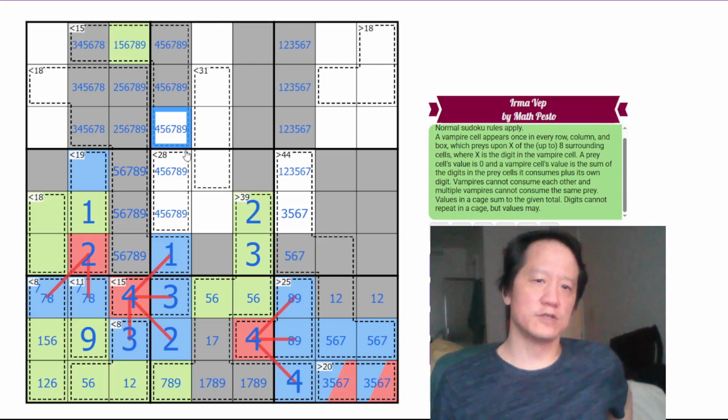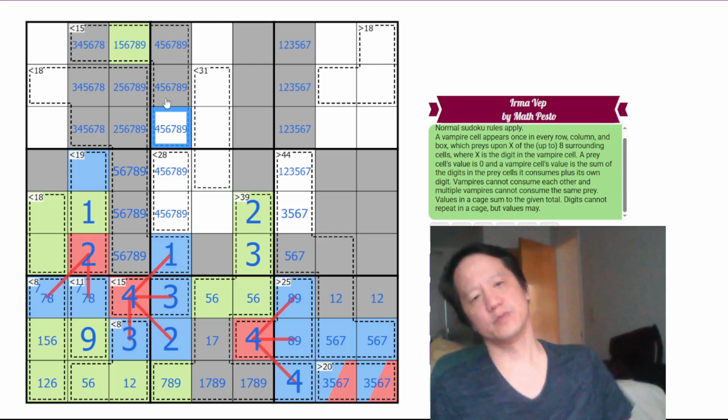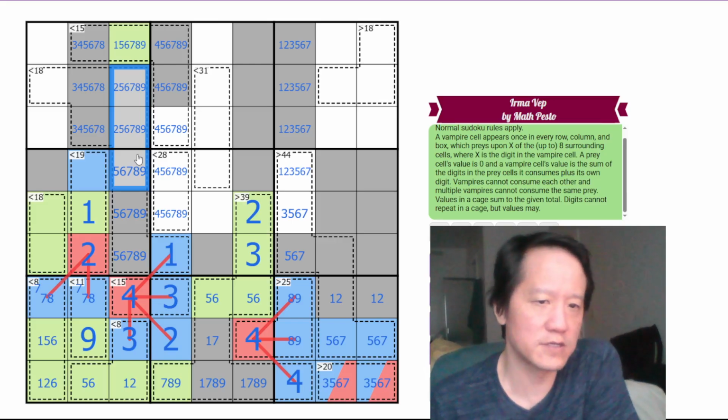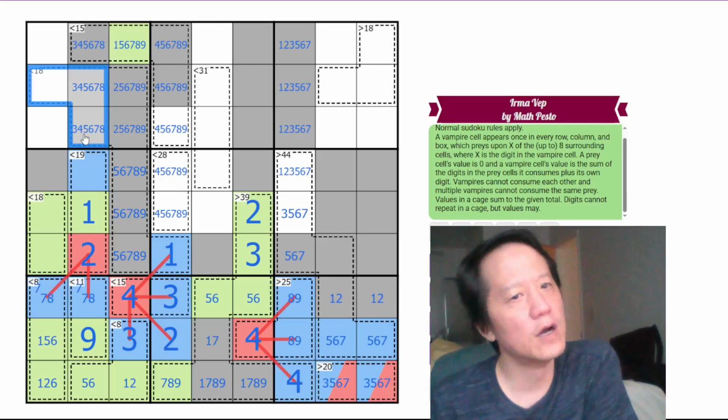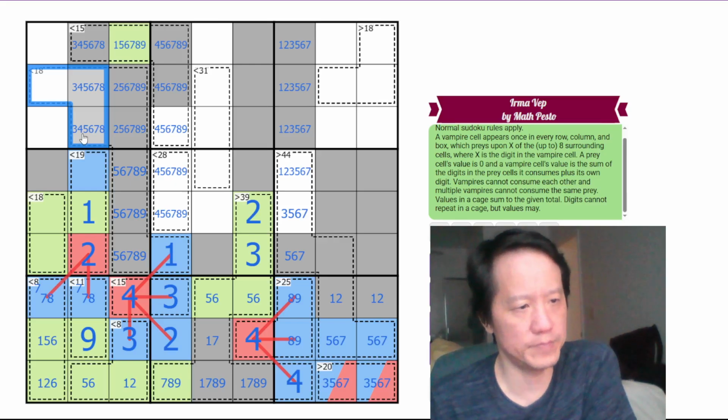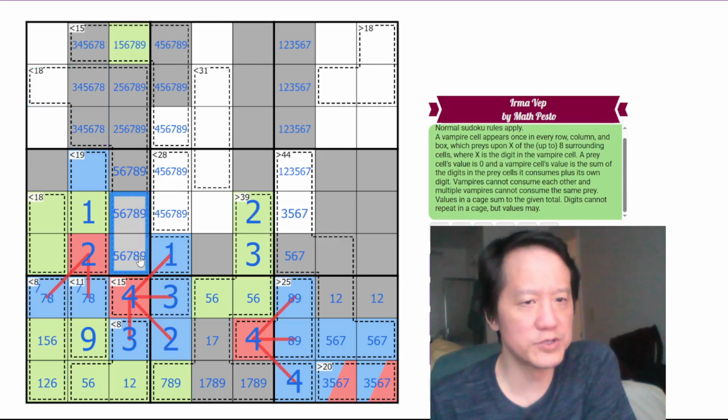So technically this still could be a vampire because it could take 2, 5, and 6. This could be 8, 9. This could be a vampire sucking out, preying on these. Oh, wait. Well, no, this could be 7, 8 here.